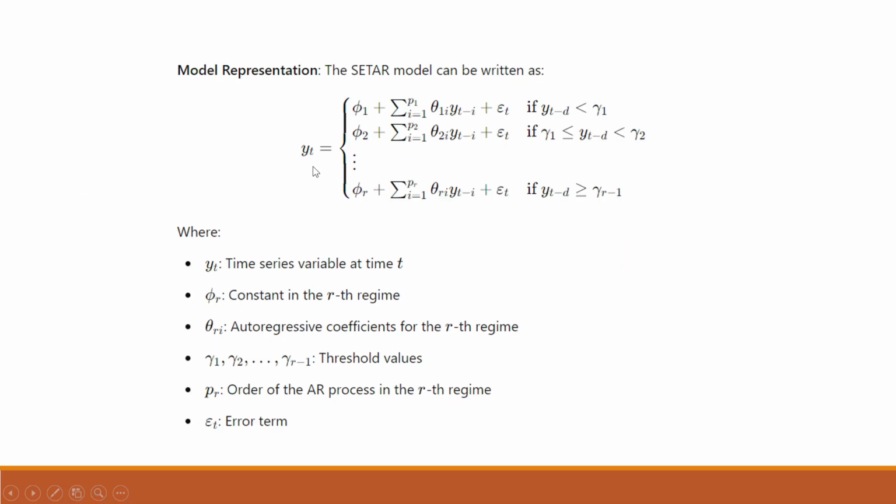So here, y t is the dependent variable and we can have multiple equations for multiple regimes based on the threshold value. y t is the time series variable at time t, phi r is the constant in the r-th regime, theta r i are the autoregressive coefficients for the r-th regime, and gamma 1, gamma 2 are the threshold values, which can be different. p r is the order of the AR process in the r-th regime, and this is the error term.